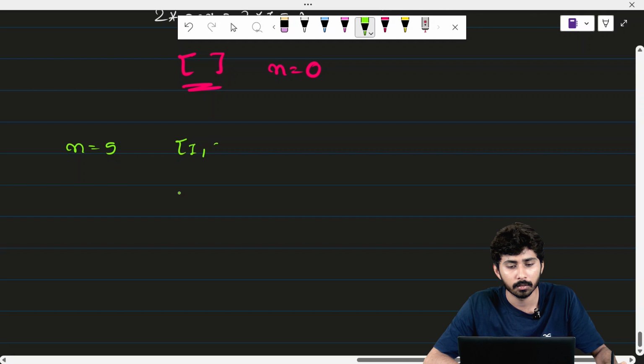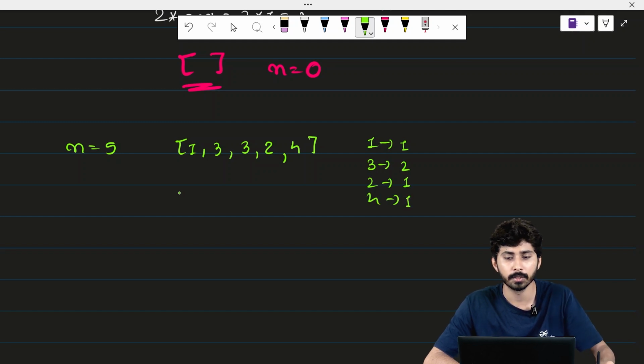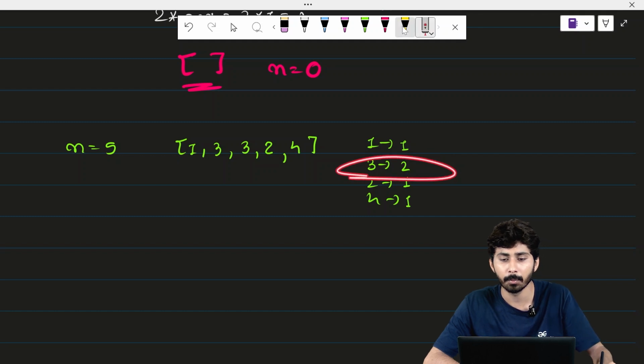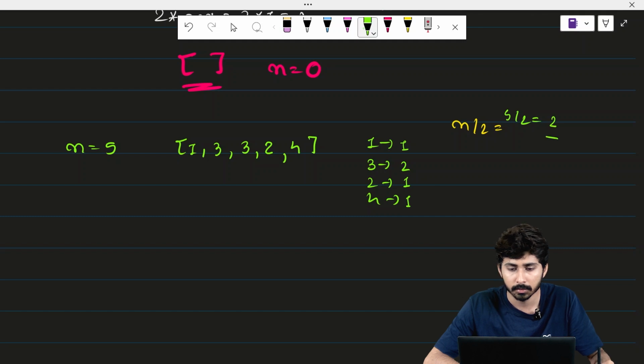I'll take 1, 3, 3, and let's take 2, and let's take 4 over here. Okay, so 1 is occurring how many times? 1 is occurring once, 3 is occurring twice, 2 is occurring once, and 4 is occurring once. So here you can observe the dominating element comes out to be 2, but it is not dominating. Dominating is what? N by 2, 2 by 2. So here this is a dominating element. Okay, so the example that we have taken, 5 by 2 is what? You will get 2. So this comes out to be dominating.